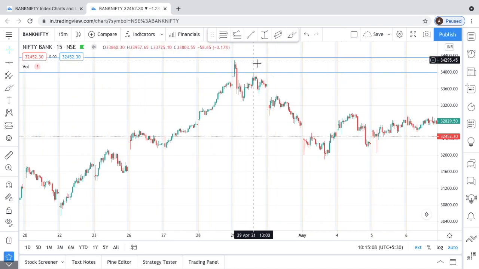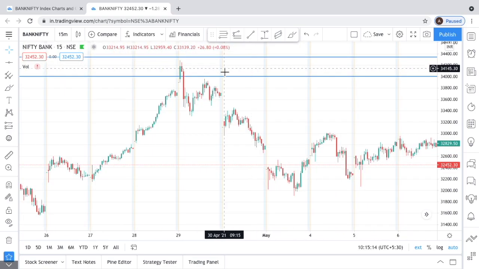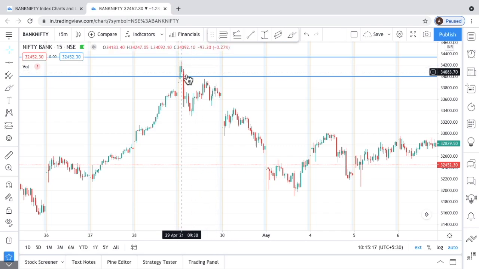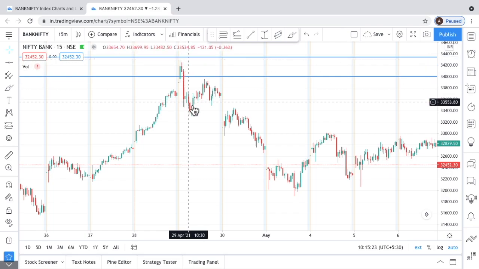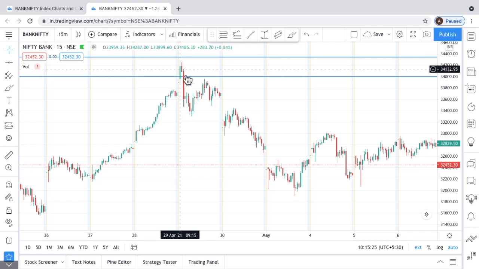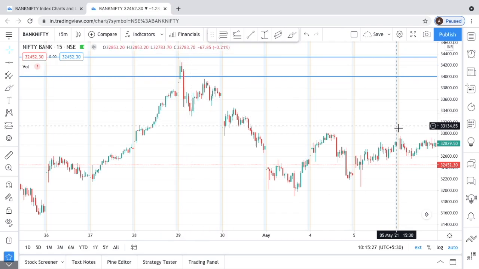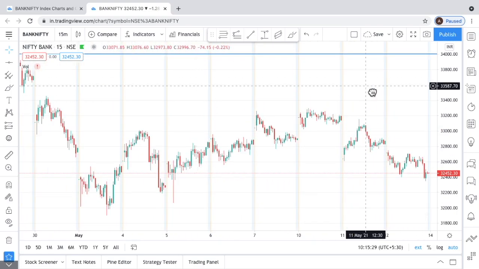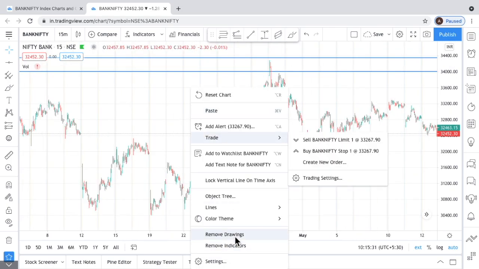It didn't exactly touch that point, but I was looking to short in this area whenever I got bearish price action. The moment I got this red inverted hammer very close to this resistance, just hardly 20 points away, that is fine. We shorted and took this good trade on the downside. So this is on a 15-minute chart.